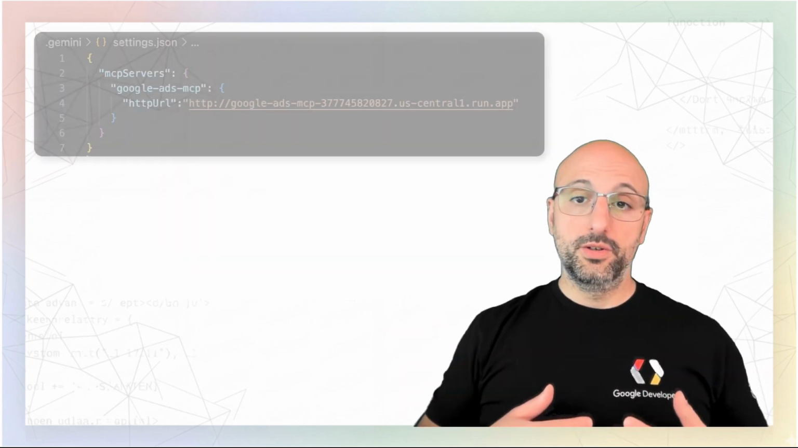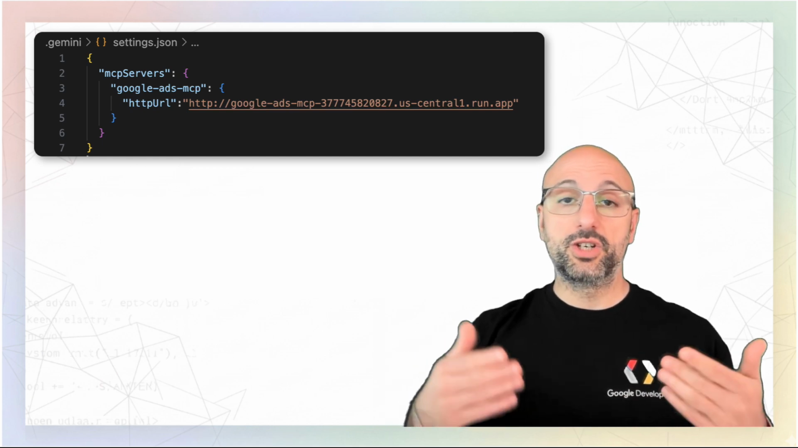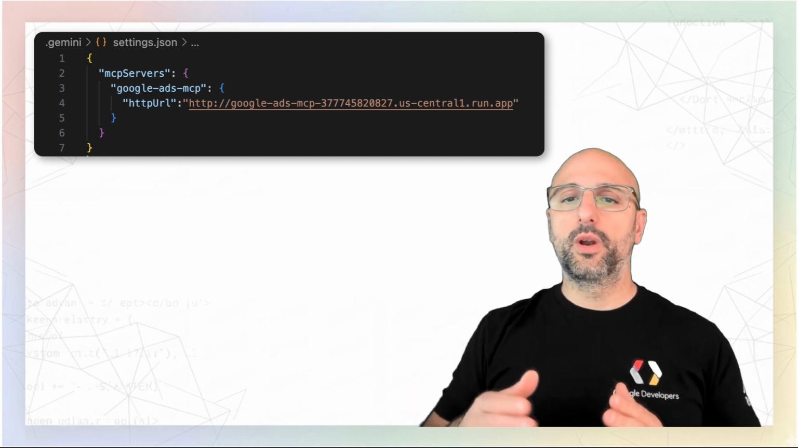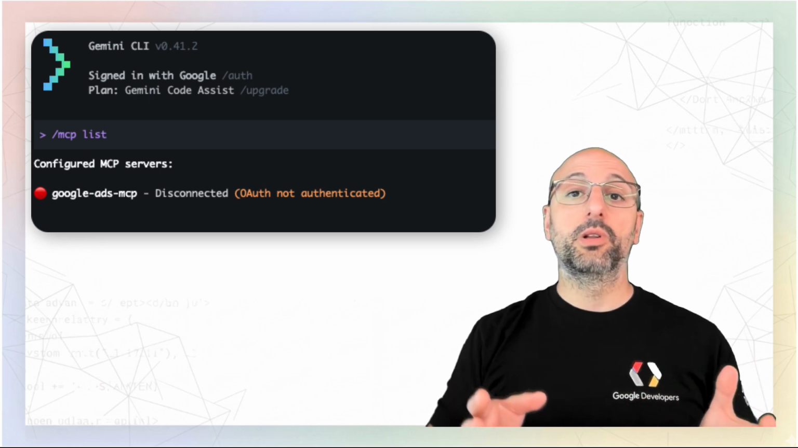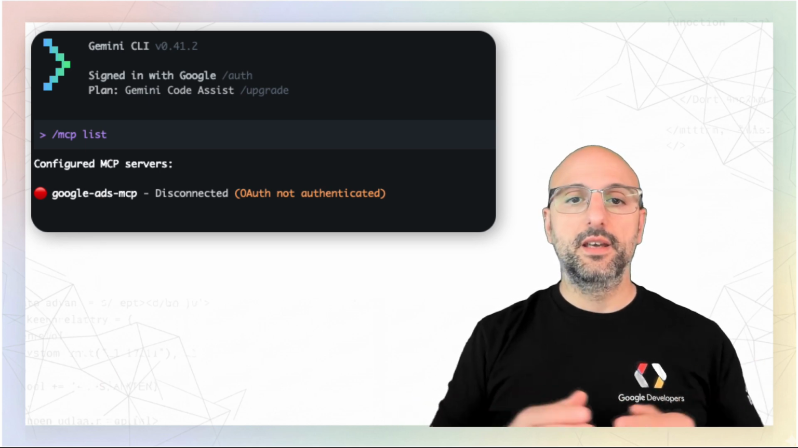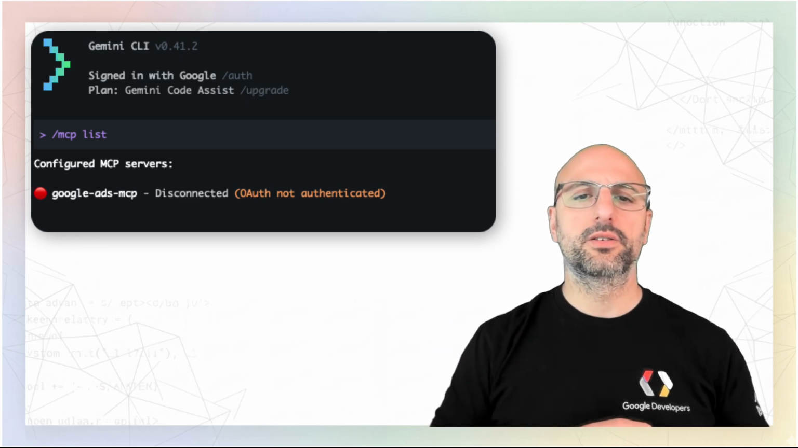What's left for us to do now is to try everything out. To do so, I'm going to set the URL of the server in the settings.json file for my Gemini CLI, so that it will know that it has my MCP server available. Now, when I start Gemini CLI, I can use the /mcp list command to see the list of available MCP servers. And what I see is that the Google Ads MCP server is available, but I haven't authenticated to it.